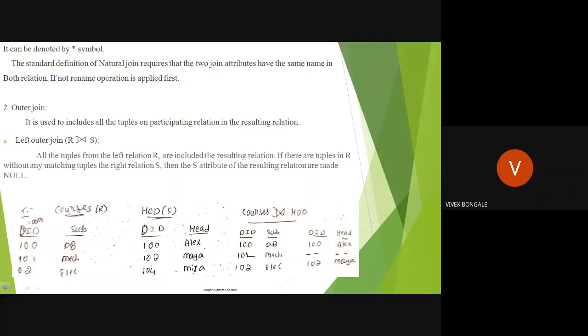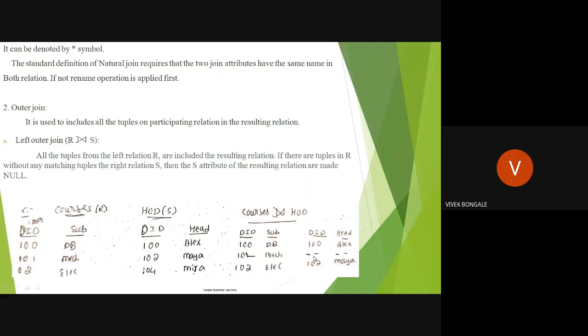So here we have department ID, subject and department ID, head. Department ID is common in both tables, so department ID is the joining attribute. What type of join are we applying here? The left outer join. So we compare the values from the left side table to the right side table. 100 is equal: 100 database and 100 Alex. 101 is not there on the right, so we place a null value if the value is not matched on the right hand side.